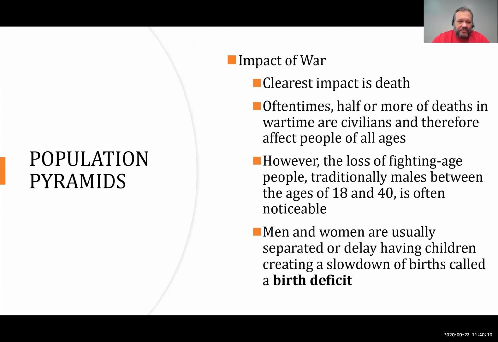All right. So the impact of war, obviously, the clearest impact is death, and mostly we're looking at fighting age people, ages 18 to 40. So if we look at population pyramids of countries that have had prolonged wars, we're going to see a drop in that age group. Men and women are usually separated and delay having children during wartime, which leads to a birth deficit, meaning we might see a drop in those bars on the population pyramid. Economic crisis could also cause this. During the Great Depression in the U.S., we saw birth rates drop.